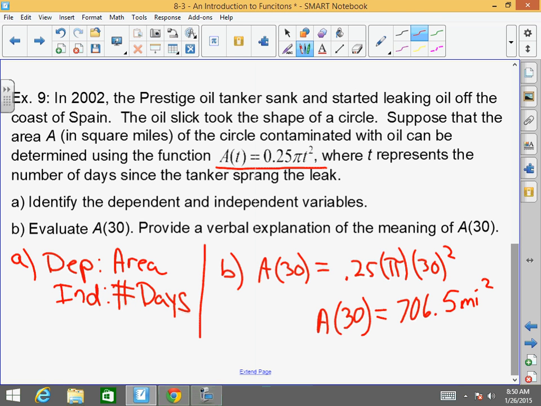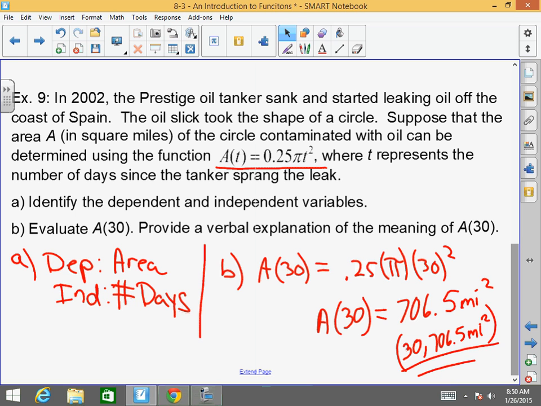No, you would put 3.14, or plug in the pi value in your calculator, sir. Thank you. What's the ordered pair here, my brothers? 30 days, 706.5 square miles. Fantabulous. Does that make sense? Any questions at all, my brothers?